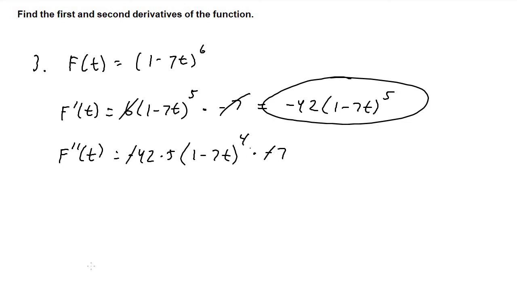Negatives will cancel, and so now for our final answer here, f double prime of t, we're going to get 42 times 5 times 7, which is going to be 1,470 times (1 minus 7t) to the 4th power.